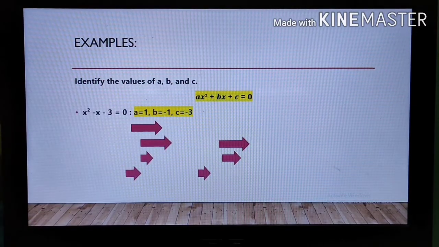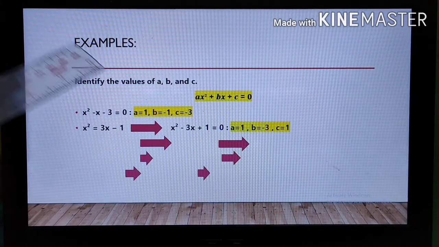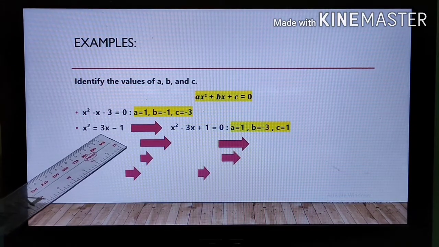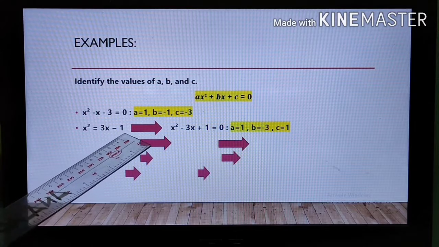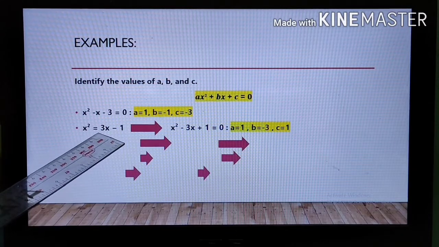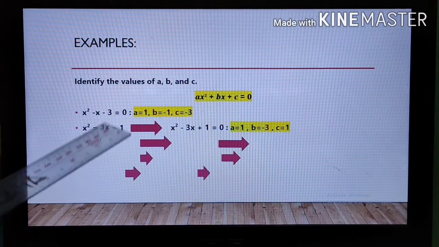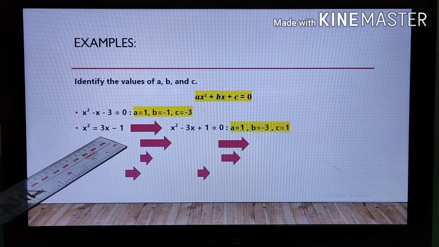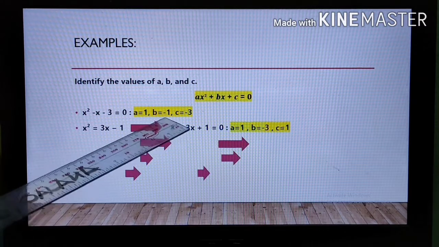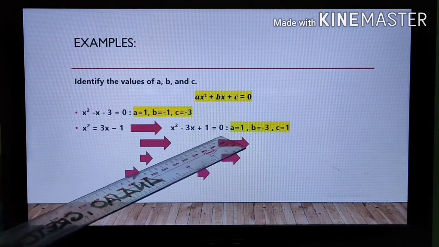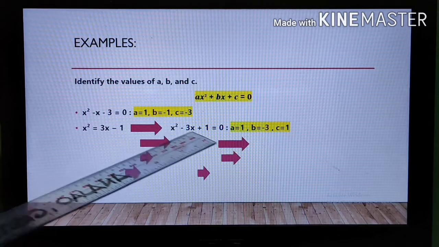Then another example, number 2. x squared is equal to 3x minus 1. So as you can see, hindi pa siya standard form. So, ang gagawin nyo, ang equation na ito, ita-transform nyo to standard form. So, ang mangyayari, ganito na, ito na yung magiging kinalabasan.